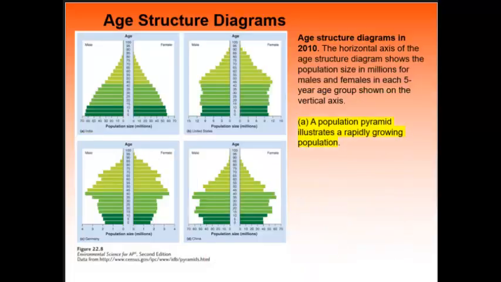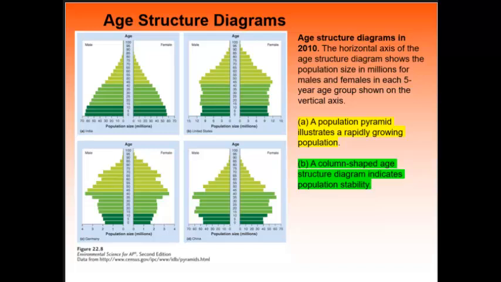Okay, so some of the big takeaways, we've done a lot of this in class, so you just need to look at your notes and look at your work in class. But the big takeaways: if it's a pyramid, that means it's a rapidly growing population. If it's column shaped, that means that the population is stable. It is not growing rapidly anymore whatsoever.